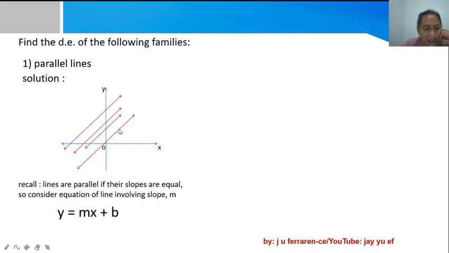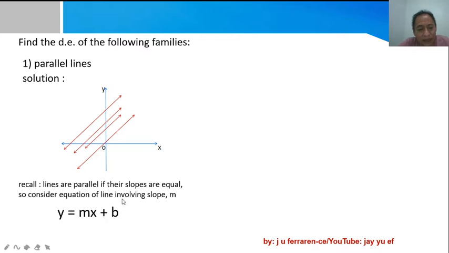So, if the lines are parallel and their slopes are equal, that means your slope is the same in all members of the family. Say, the slope here is 2. So all members have the same slope, so m here is common in every member of the family. But try to observe, if you have your y-intercept, your line crosses or passes through a different point on the y-axis. So we know that there is a y-intercept of every line, but the y-intercept of one member of the family is actually different from the other.